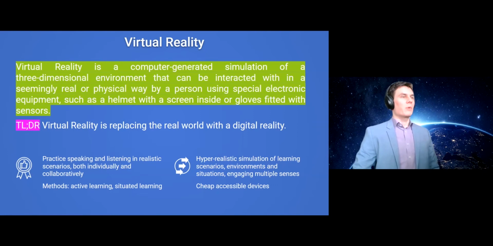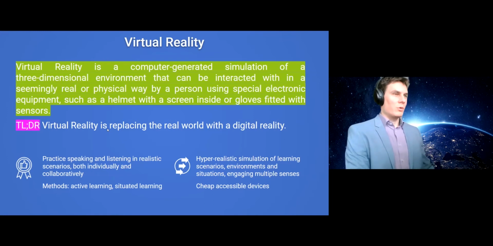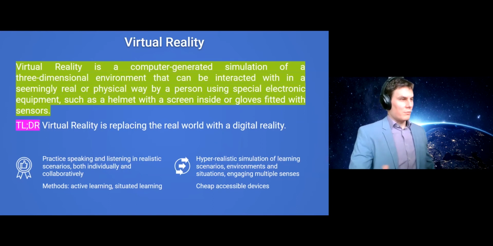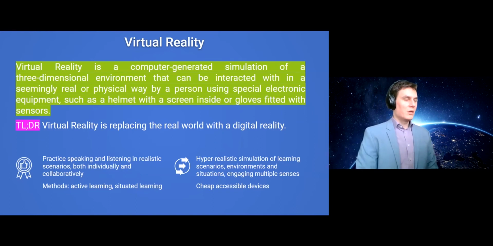a seemingly real or physical way by a person using special equipment such as helmets or headsets that you might have seen, but also other kinds of devices such as gloves that have inbuilt sensors that allow for interaction and tracking. In very short terms, virtual reality is a technology that is replacing the real world with a digital reality. It tries to replace your vision completely and your hearing, so that you don't hear and don't see the physical world around you. You only see a simulated world.